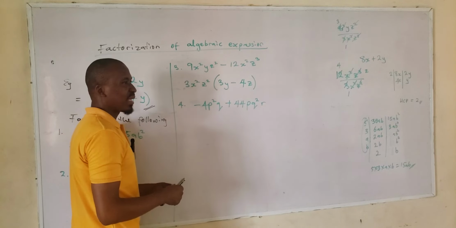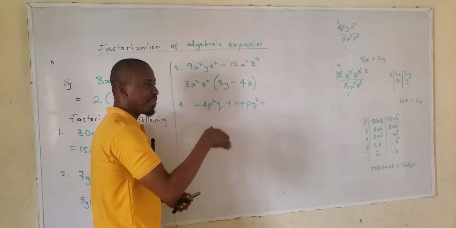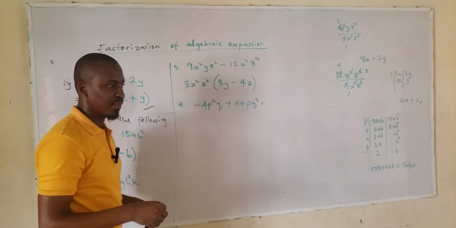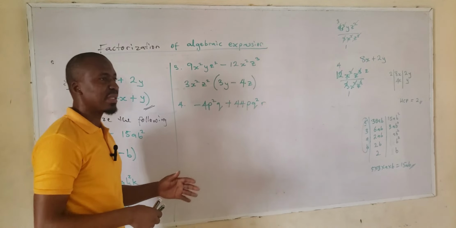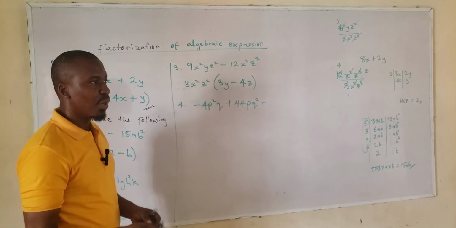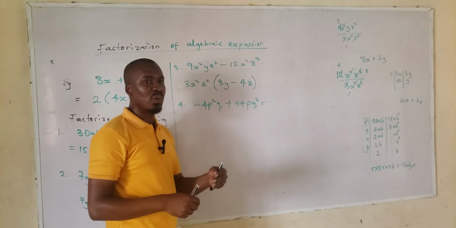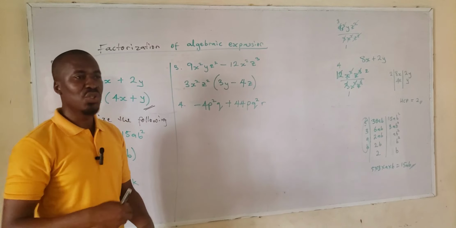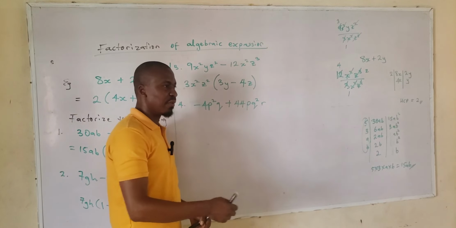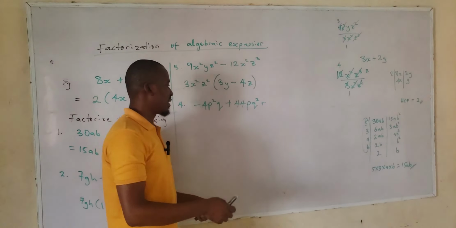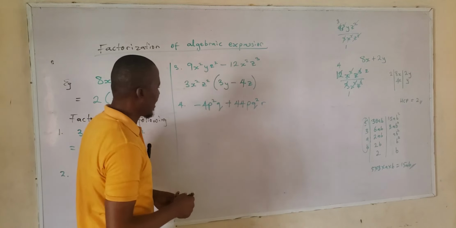Now, in a situation where you bring out negative from the bracket, the sign at the middle of the bracket is not going to stay the same. I'm not saying that it's going to be negative or it's going to be positive. It's going to change. What does that mean? If it was positive, it's going to change to negative. If it was negative, it is going to change to positive. Now let us look at it here.